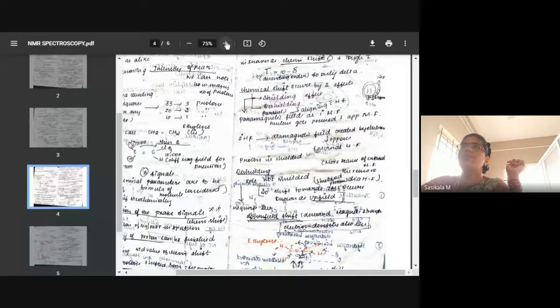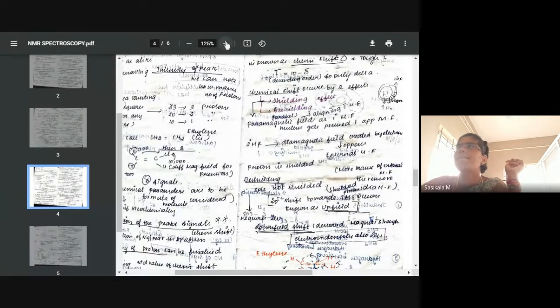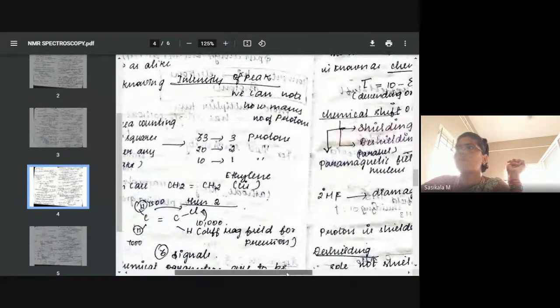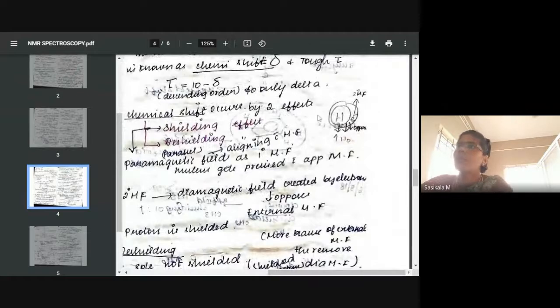Can you observe the picture? See this proton picture. So this is a proton nucleus. It will be creating a magnetic field while it is spinning. What is our concept? Proton is spinning. Since it has an odd mass number, it has spin and it creates a magnetic field.